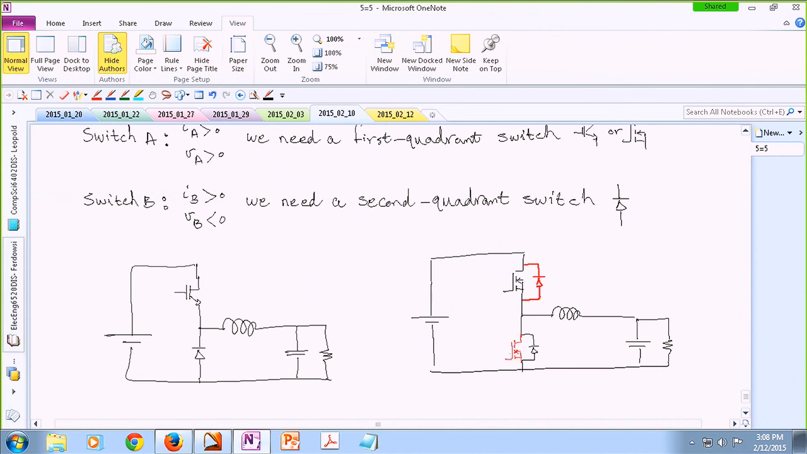Something like this. So the components that you have in black are actually what you really need, but they come with the components in red. This diode you never have a use for, because this current never changes its direction. Okay, so the current is always positive. There's no way this diode would be on.